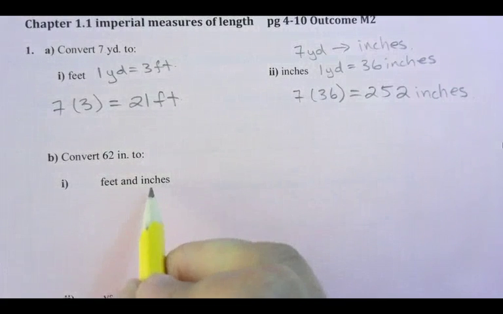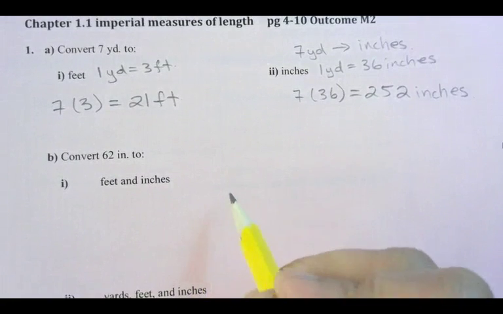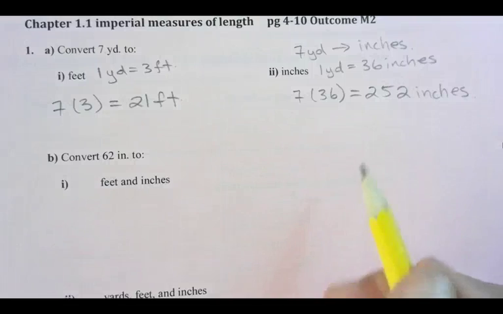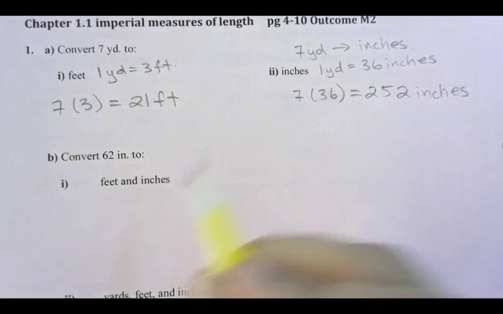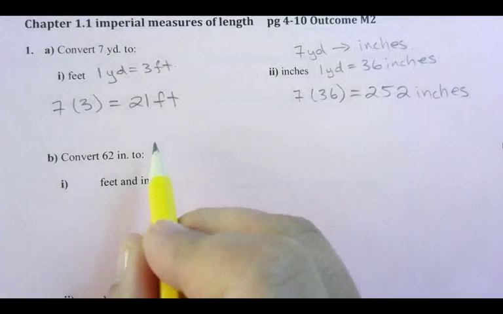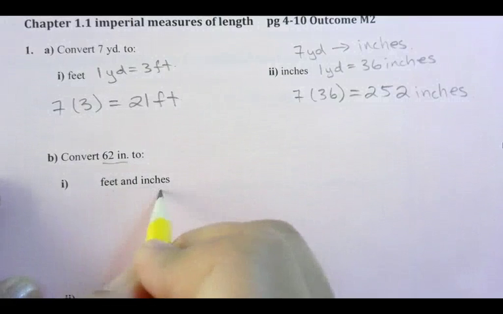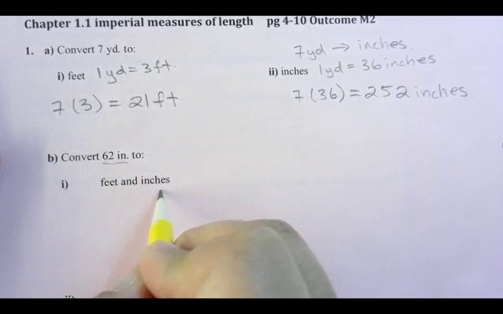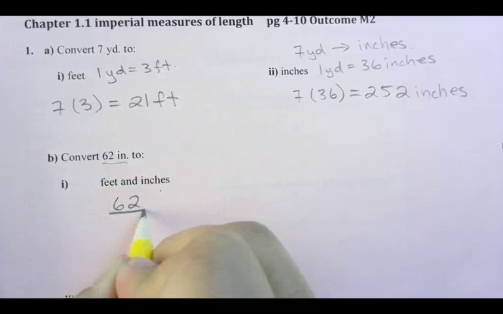Okay, now I want to convert 62 inches so that it's in terms of feet and inches. You know how you tell someone how tall you are, like you're 5'3" tall, or you're 6'2" tall. That's what we mean when we say feet and inches. So in order to convert 62 inches into feet and inches, we need to find out how many whole feet there are, and then what's the leftover inches. Well, how many inches are in 1 foot?